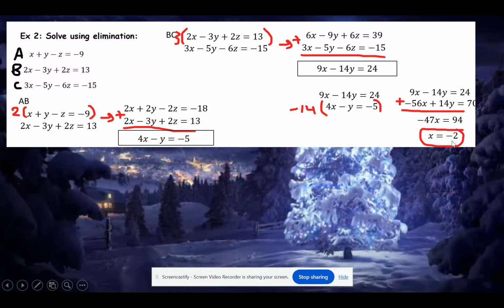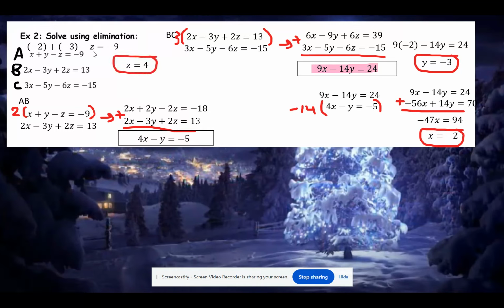Now that I got -2, I can plug them into either box, it doesn't matter. I'm going to use this box right here, and I'm going to fill in that x. I'm going to solve that for y, and I'm going to get -3. That one's done. Once you know 2 of your letters, go back all the way to the very beginning, and you can pick any of these equations to use. I think A will be the easiest, so I'm going to go ahead and put my x value in, my newly found y value, and I'm solving for z. And that answer is going to become +4.